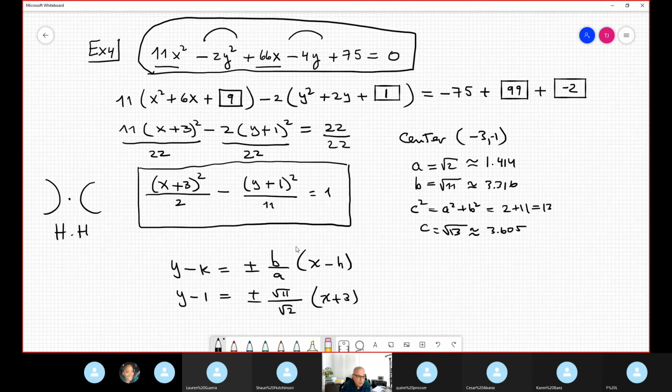This is the center, because the center is located at the point minus 3, negative 1. This is the transverse axis. Okay, it should be y equal negative 1. Okay, and this is the equation for the... Okay, wait a second, right? This changes. This is plus, and this is also plus. Yes or no? Okay, let's see quickly.